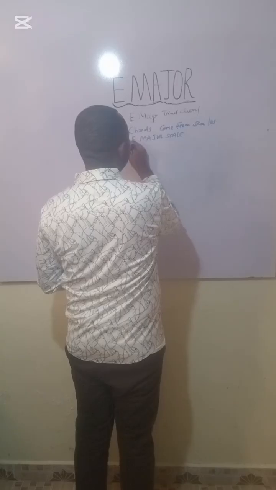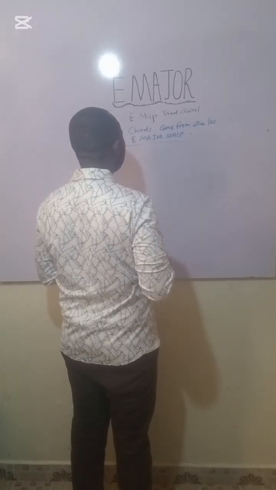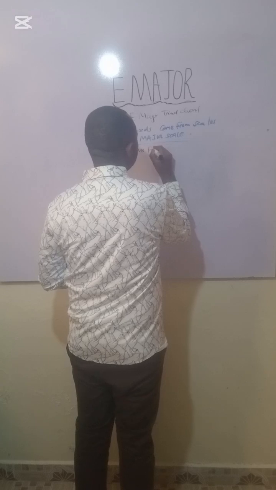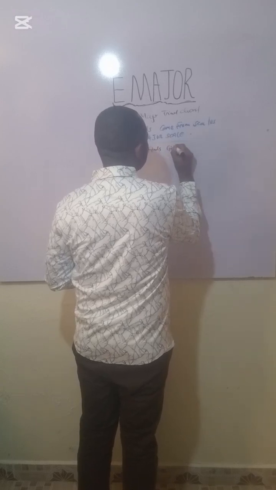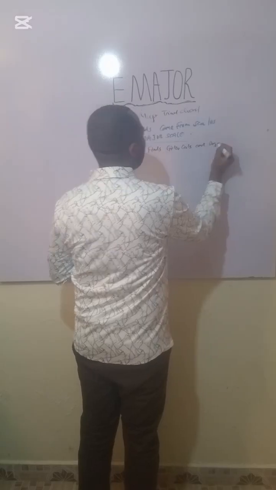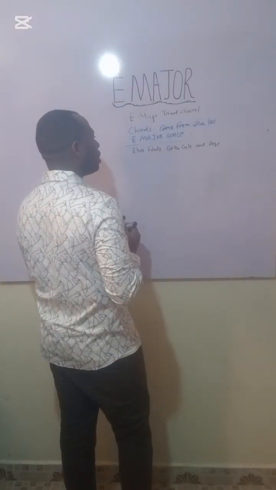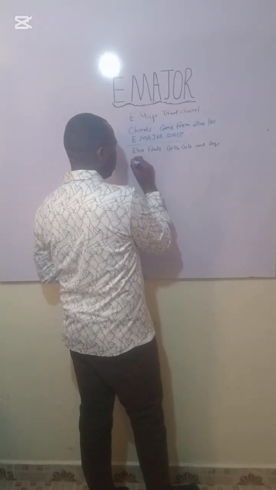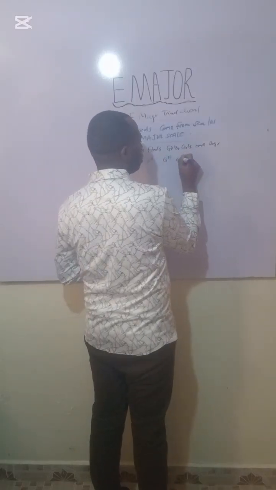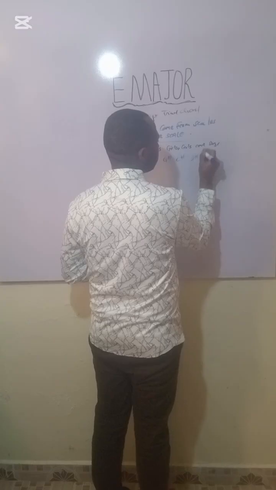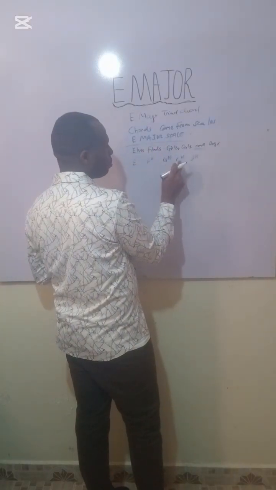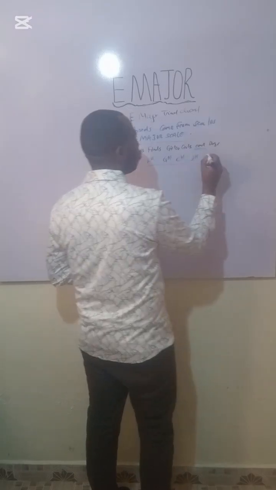So first, to understand the E major scale, let me teach you a coin-based saying which says, Elvis finds girls, cats, and dogs, which means that the E major scale has 4 sharps. So we have E, F sharp, G sharp, C sharp, then D sharp. So it has 4 sharps.